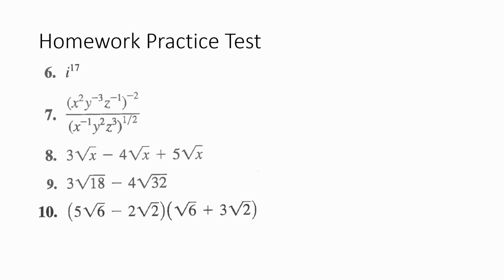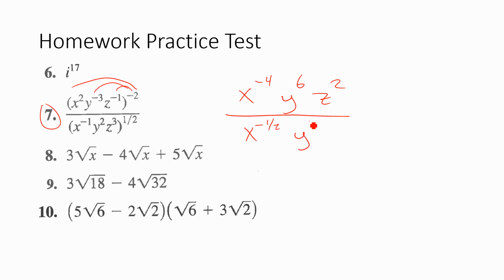Number 6, i to the 17th is i to the 16th times i to the 1st. That's just 1, so our answer is i. Problem 7, let's distribute that negative 2 to everything. So we have x to the negative 4, y to the positive 6, multiplying z to the positive 2, over x to the negative 1/2, y to the 1st, z to the 3 over 2.